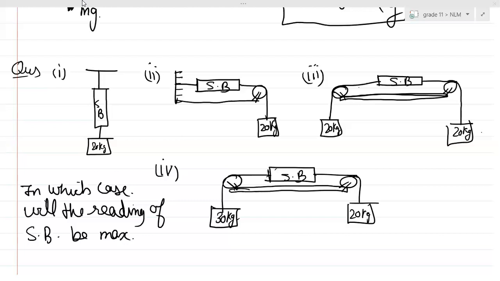See, basically, Cyril, you need to draw the free body diagram. I told you millions of times. For every question in NLM, you draw the free body diagram. Start with drawing the forces. Once you have drawn the forces, then follow the steps to make the equations.